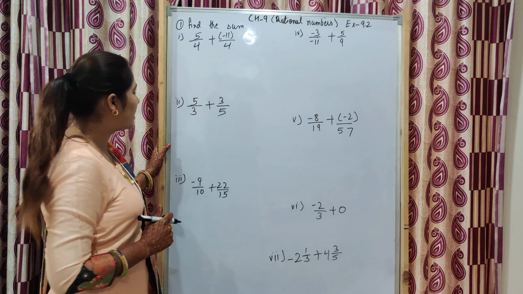Good morning everyone. Today we will start with exercise 9.2, rational numbers. See the first question: find the sum. We have to solve it. Find the sum. Now here two signs are there. One is plus, another is negative.